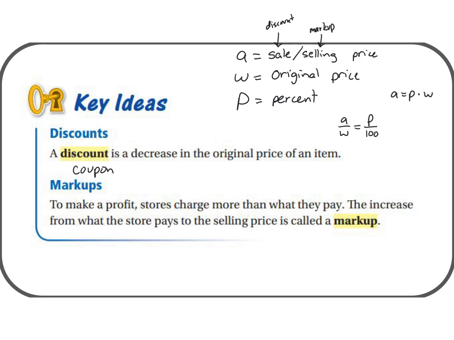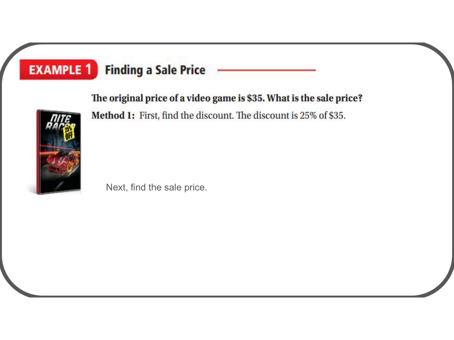So let's jump in. We're going to start with discounts. We're going to see how this all blends together. You should see some familiar things and then some new things that are more specific to this lesson. So for example 1, when we are trying to find a sale price, remember A is going to refer to that sale price, W is going to refer to the original price, and P is going to be my percent of discount. There are two different methods we're going to talk about. We're going to do method 1 first, and then we'll look at method 2.